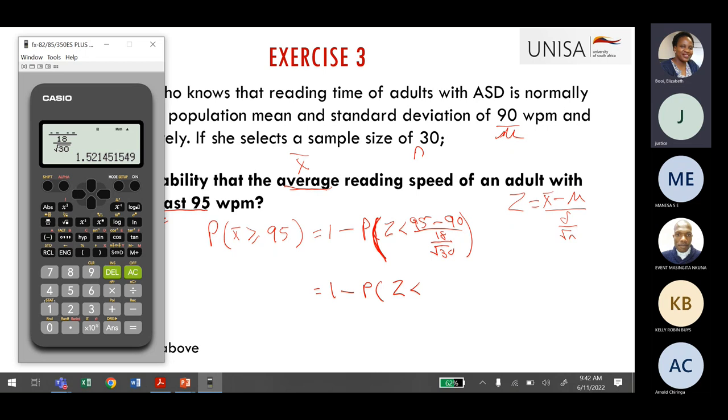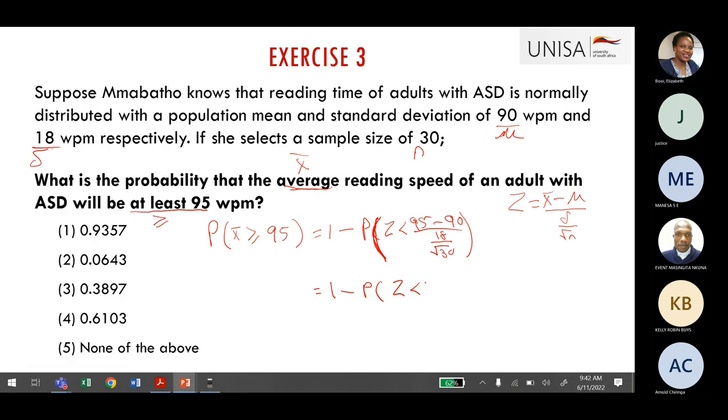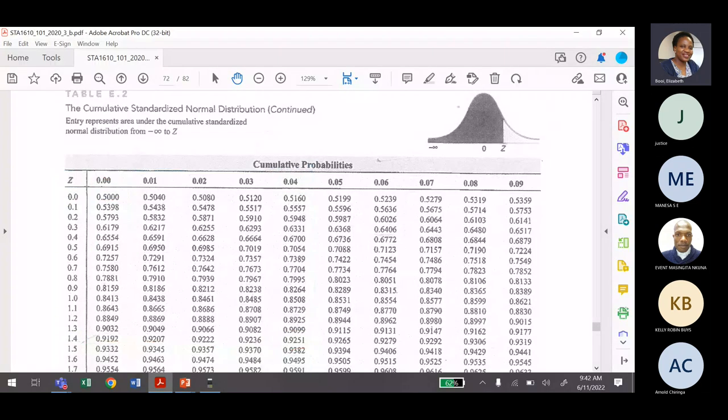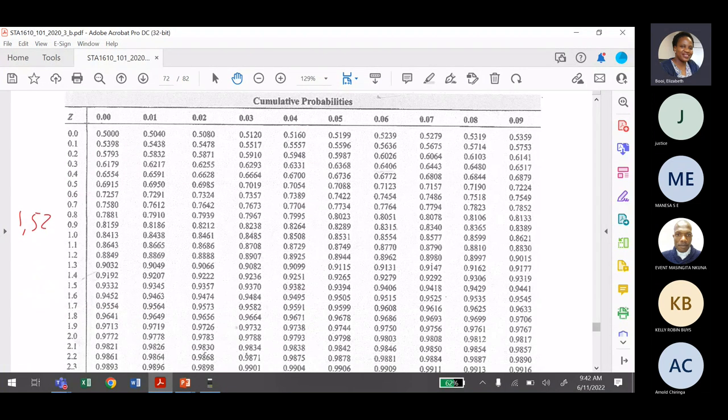Answer, I only need to keep 2 decimals, right? 1.52. 1 minus, I need to go to the table to find this probability. On the table, we go to the positive side and we're looking for 1.52. So 1.5 and 2. It's 0.9357.